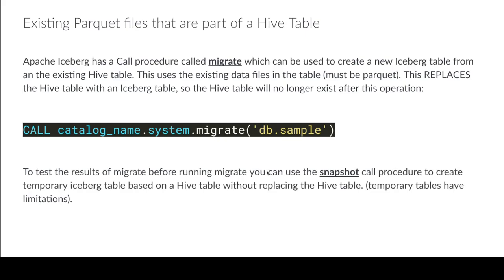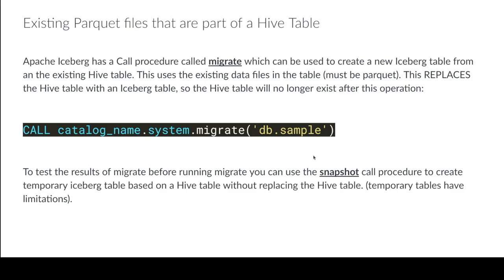Though you generally want to make sure that everything looks the way you expect it to before you do this, because again, it's not reversible. So what you can do is run the snapshot procedure, and what it does is it creates a temporary Iceberg table instead of undoing the Hive table, to show you what the result would look like. And this will allow you to determine, did I do this the way I want to? You can't really write to it or anything. It's just so you can see the result.